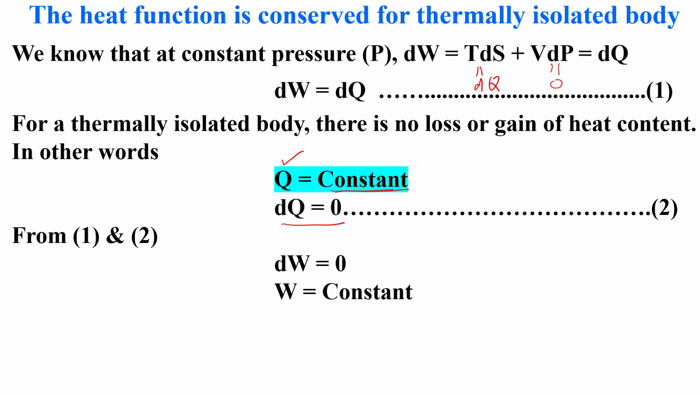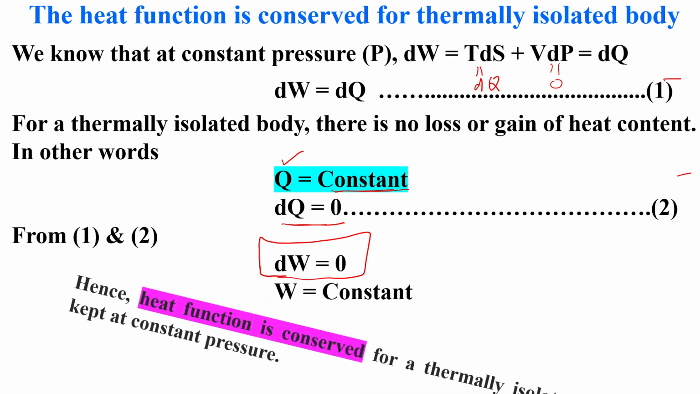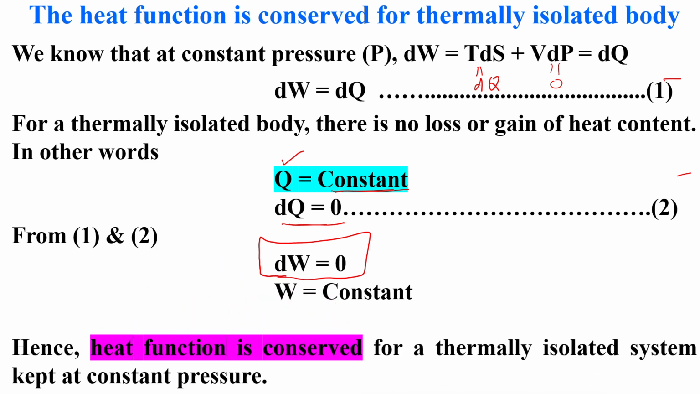Now if we see equations 1 and 2, according to 1, dW is equal to dQ, and for a thermally isolated body this dQ comes out to be 0. So dW also comes out to be 0. This means W is also constant. Hence heat function is conserved. This W comes out to be constant for a thermally isolated system kept at constant pressure. It happens at constant pressure.